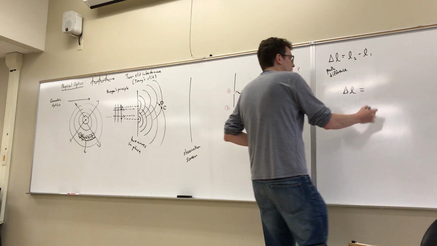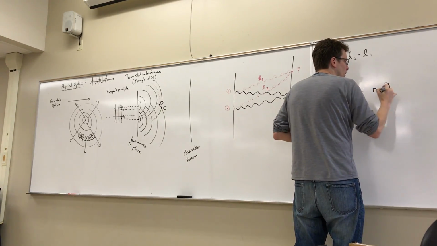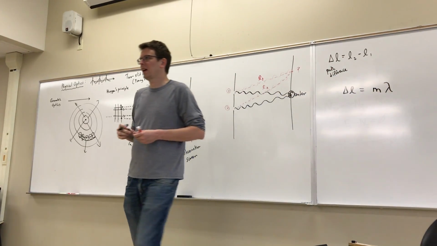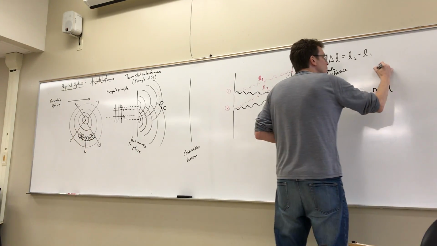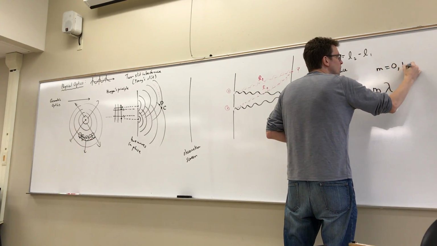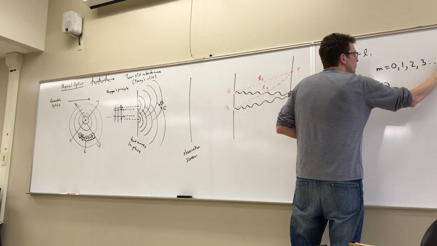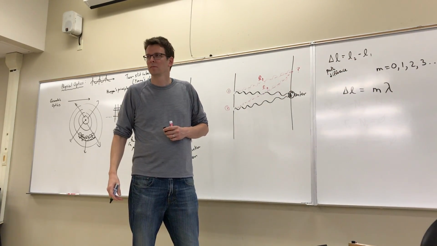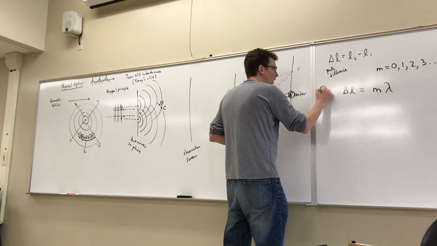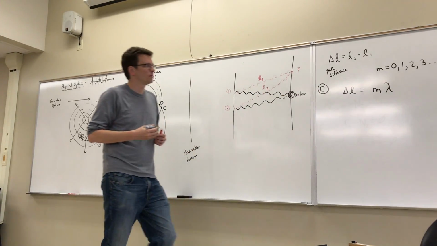So I'm going to write it like this. m times lambda, where m is any integer. And that will be my condition for constructive interference.